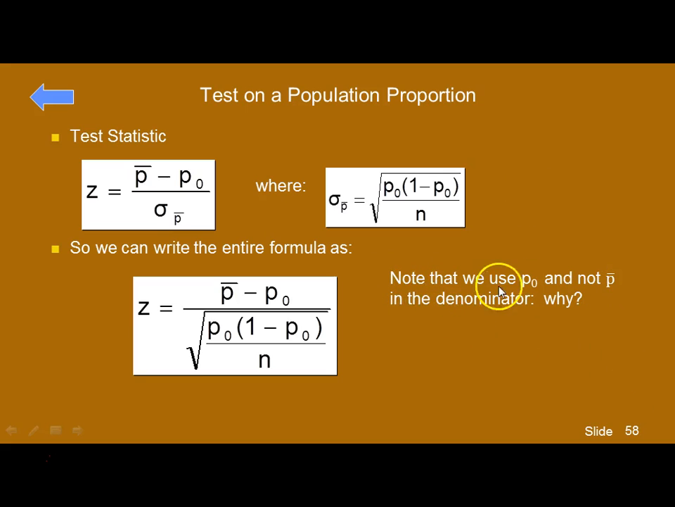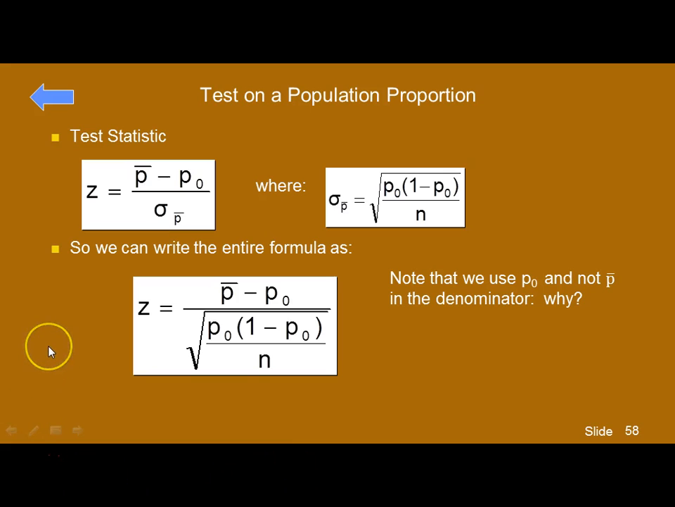So I asked the question over here, why do we use P0 and not P bar now in the denominator? Well, there's a reason for that. Remember that P0 is the value in your null hypothesis, and your null hypothesis is the maintained hypothesis. It's the hypothesis we tend to believe is correct unless we get strong evidence otherwise. So if the population proportion really is P0, then that's the correct value to use in this standard error. Plugging this into the denominator here gives us the entire formula here. Z is equal to P bar minus P0 over the square root of P0 times 1 minus P0 over n.